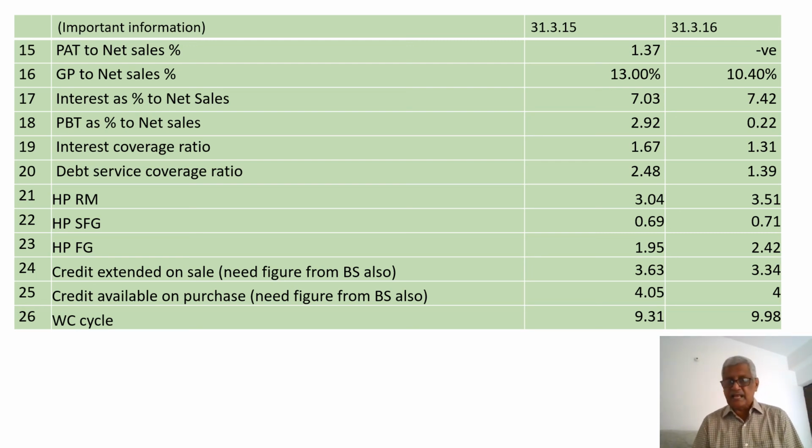And similarly, the credit available on purchases, the company purchases the required raw material. To calculate this, of course, we need one figure from the balance sheet, which is the trade creditors or trade payables. So that was 4.05, and that has come down to 4. My total working capital cycle, that is the cash to cash cycle or the operating cycle, which was 9.31, has increased to 9.98. It is a very, very dangerous signal. It talks about the difficulty in the project becoming a viable one.